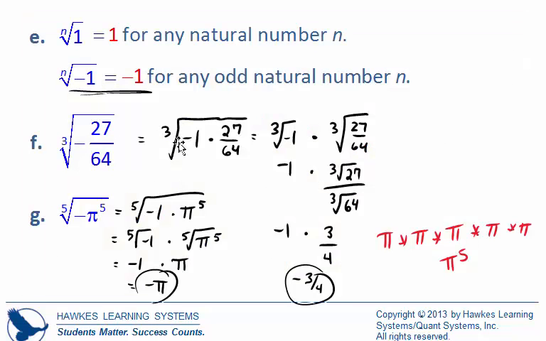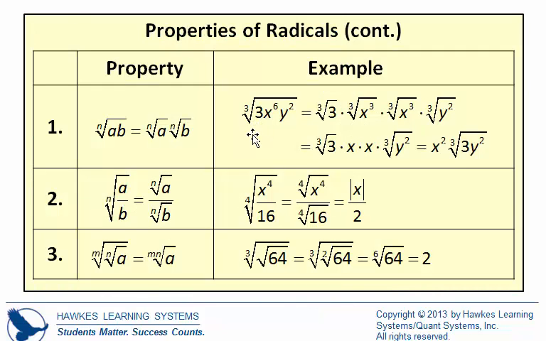back here when we took the cubed root of -1 and the cubed root of 27/64 and we broke it into 2 problems right here. Right, that is using that first property. And you can see that they have an example listed here as well where they have a cubed root of 3x to the 6th y squared.